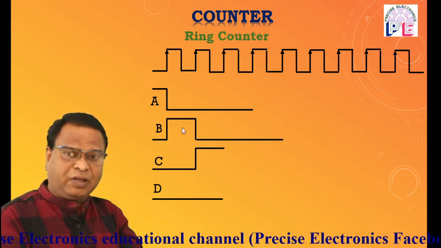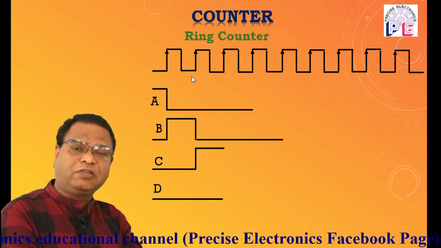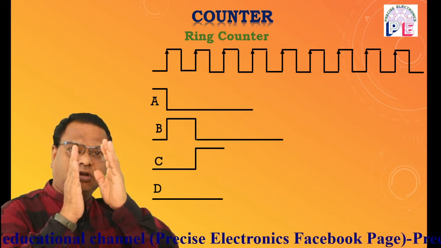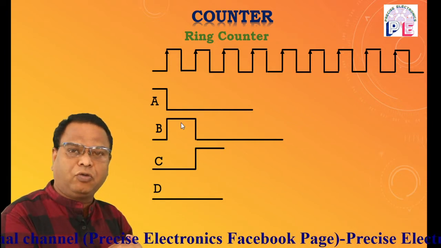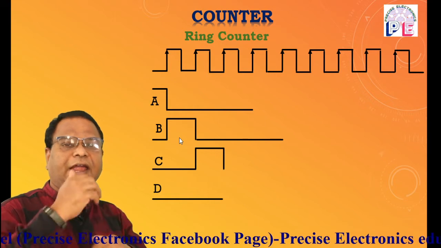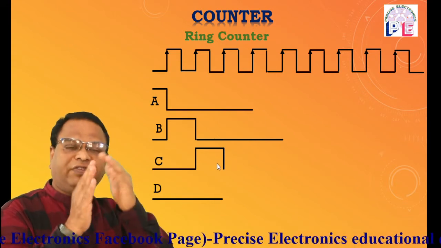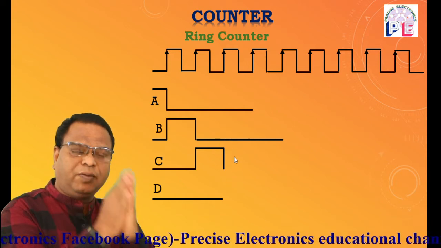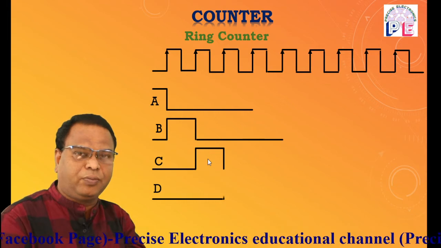When the next clock pulse applies, at the positive edge of the second clock pulse, the bit stored in the second flip-flop is shifted to the third flip-flop. So the output of the third flip-flop goes to high level. At the third clock pulse, once again the bits stored in the flip-flops are moved toward the left hand side. So in this case, the bit stored in the C flip-flop is high.